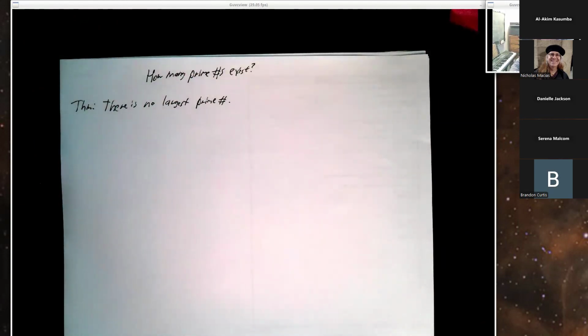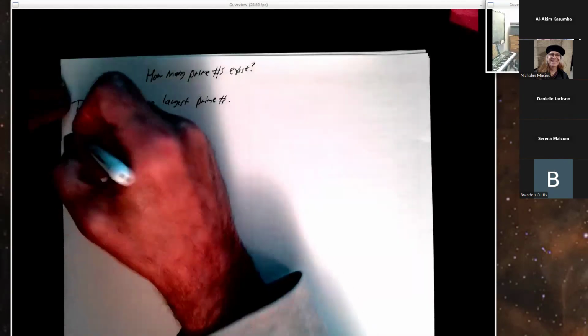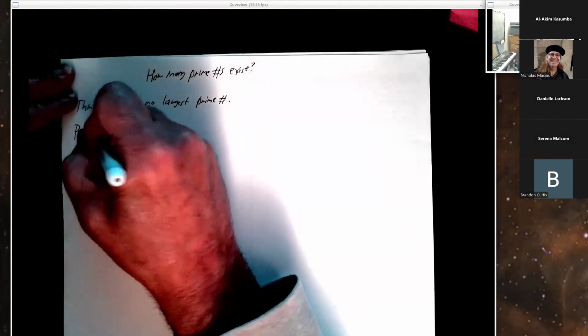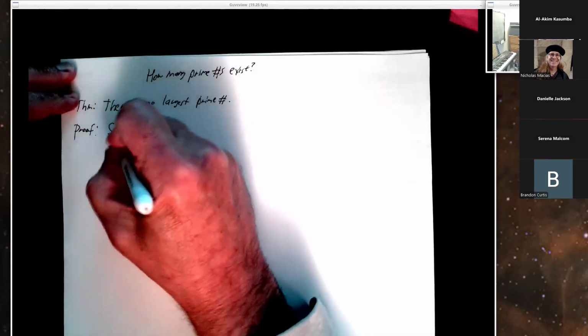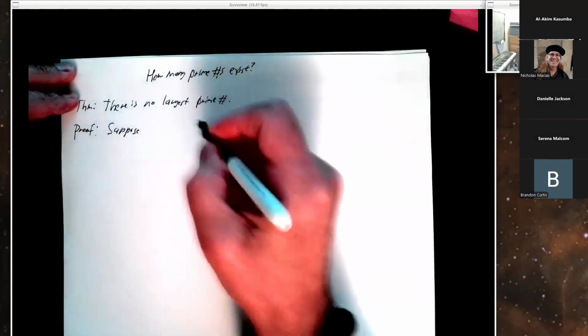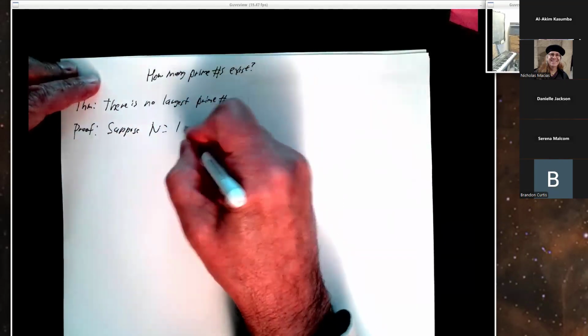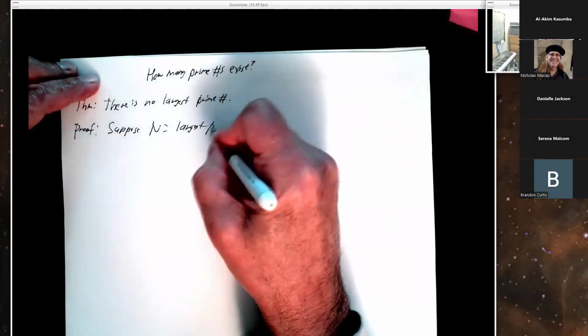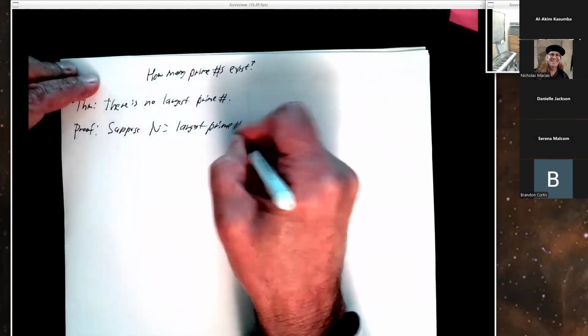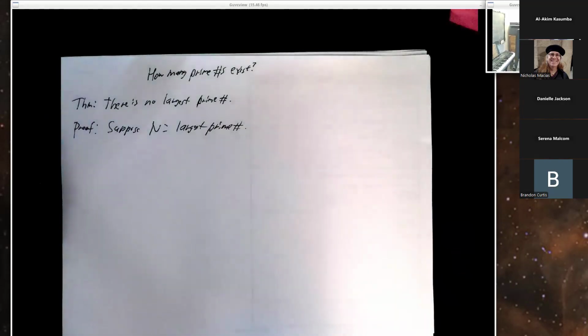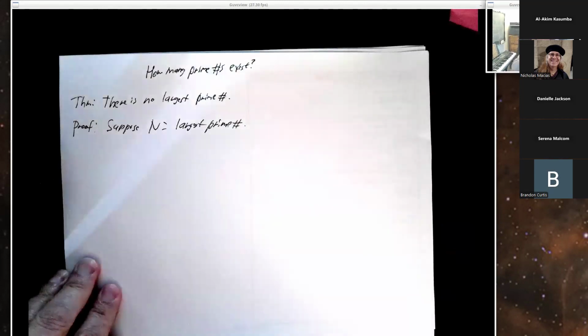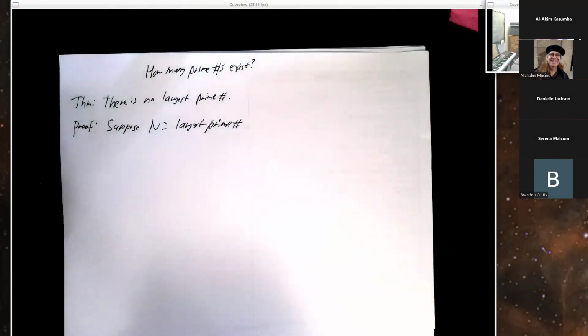And this is a nice example of where a proof by contradiction works really well. So let's prove this. Suppose n equals the largest prime number. Let's assume that the number of primes is not infinite and there is a largest prime number. So let's just call that number n. That's the biggest prime. You get up to 1001, and there's no primes bigger than that, say.